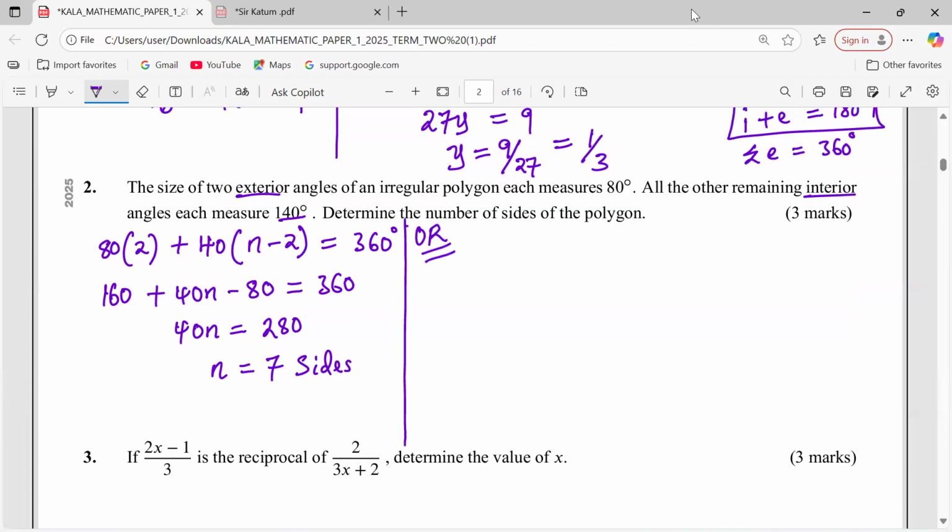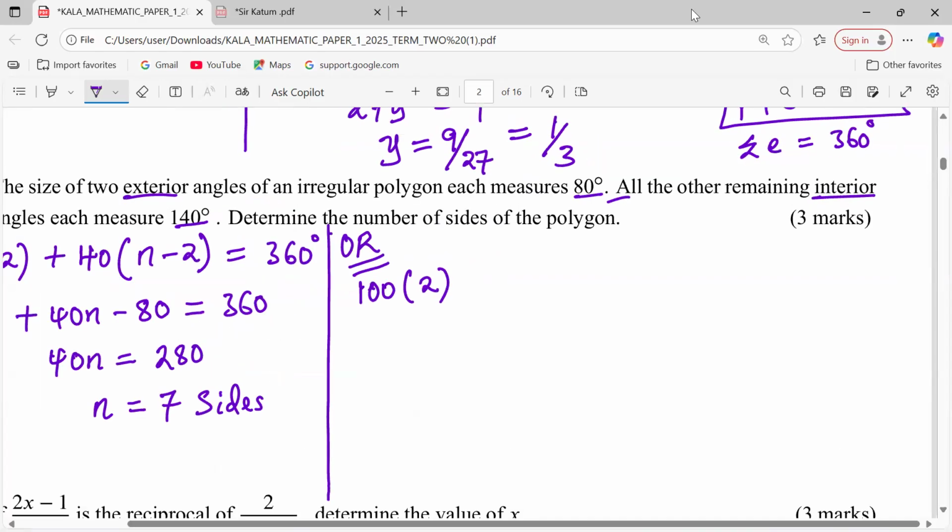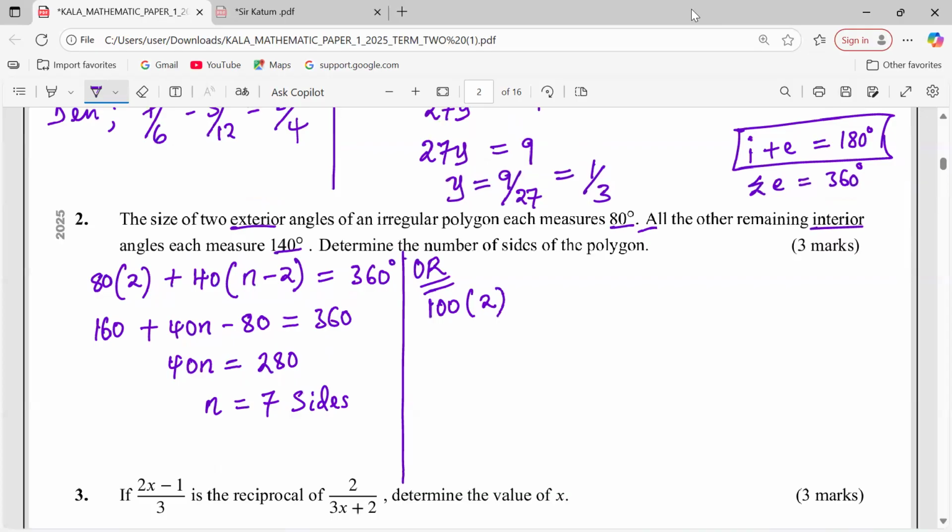What about, alternatively, when we think about the interiors and we add them, what are we supposed to get? For every exterior, there is a corresponding interior. So for the first 2 exterior angles, each measuring 80 degrees, there is a corresponding interior of 100. So the first 2 interiors each measure 100, so that the interior and the exterior give us 180.